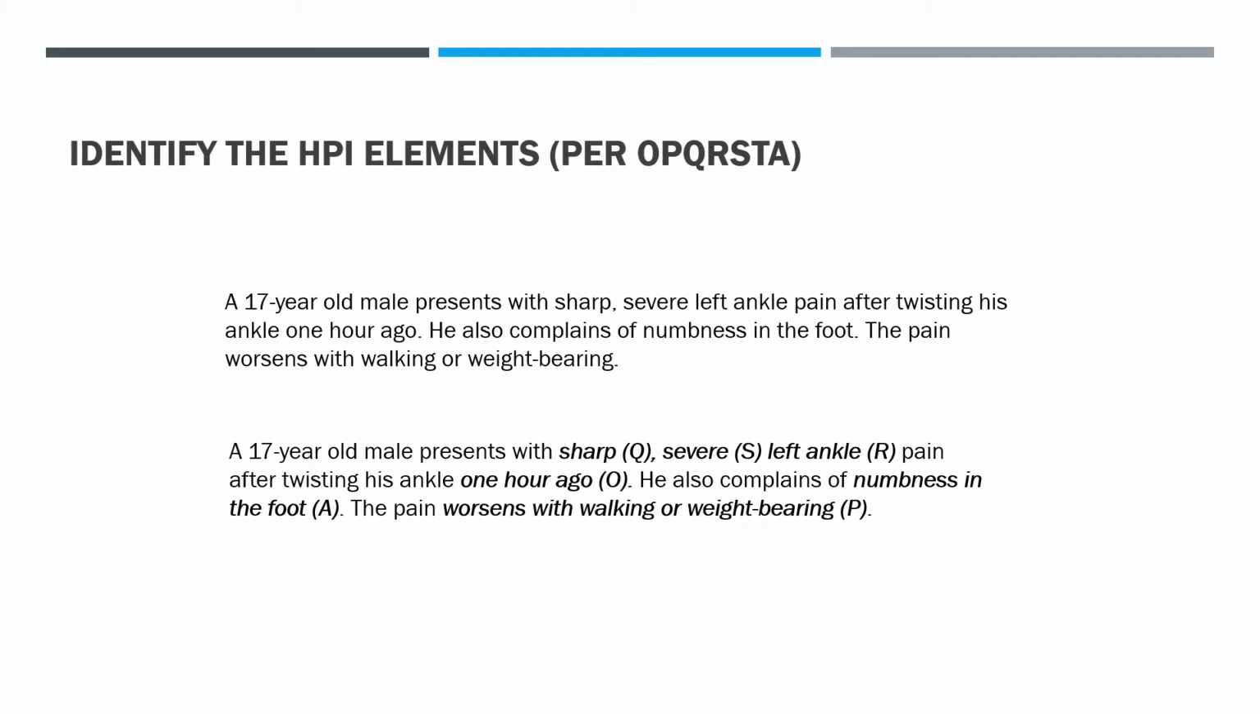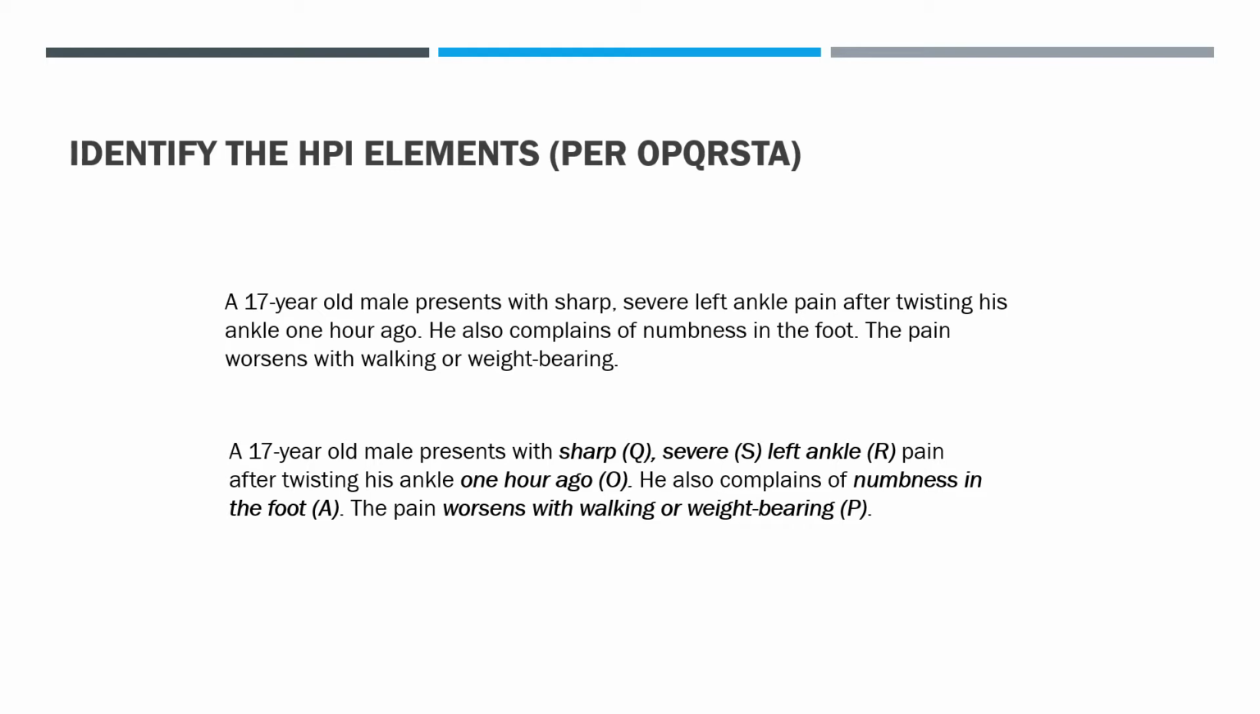Here we see an HPI written in a narrative format. If it works better for your workflow to list out the elements O, P, Q, R, S, T, A, and then put it into narrative format, that's perfectly fine. So a 17-year-old male presents with sharp, severe left ankle pain after twisting his ankle 1 hour ago. He also complains of numbness in his foot. The pain worsens with walking or weight bearing.